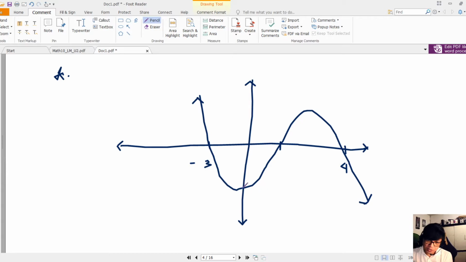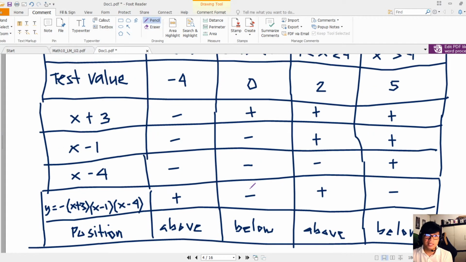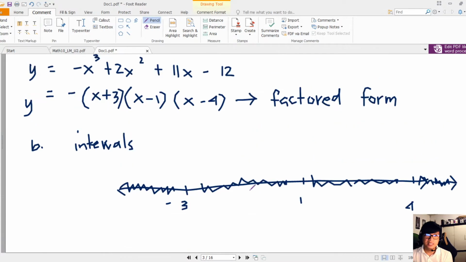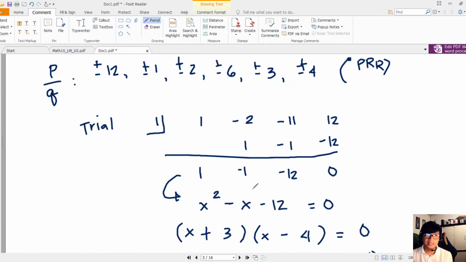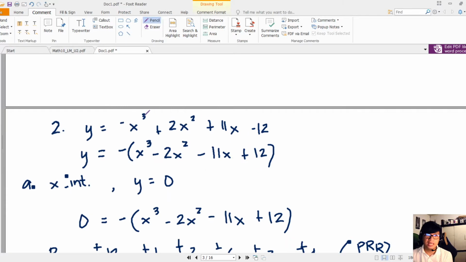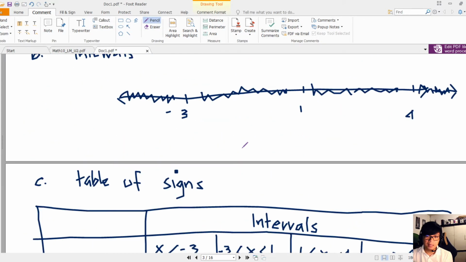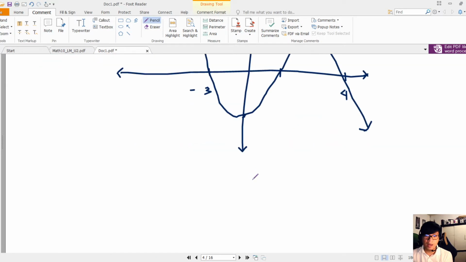Tapos, dito nag-intercept yung y-intercept. Dito. So, ano kaya? Tingnan natin. Ano bang y-intercept niya? Y-intercept is, iset natin yung x equal to 0. Punta tayo sa original natin. So, 0, 0, 0. Ang naiwan na is negative 12. So, we will expect dun sa Desmos that our y-intercept, kung saan niya natouch yung y-axis, is negative 12. Sa point 0, negative 12.